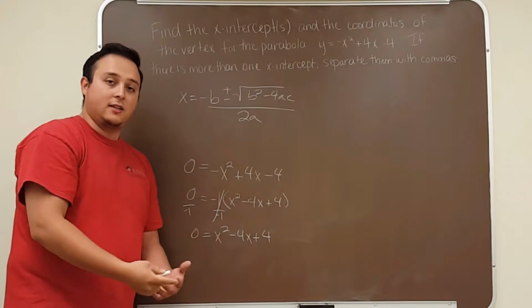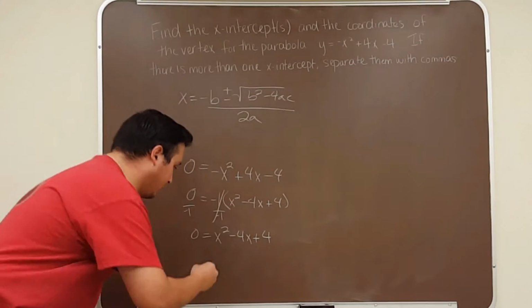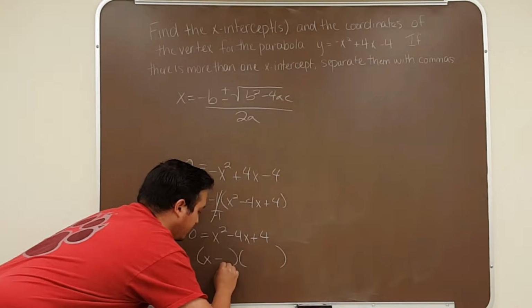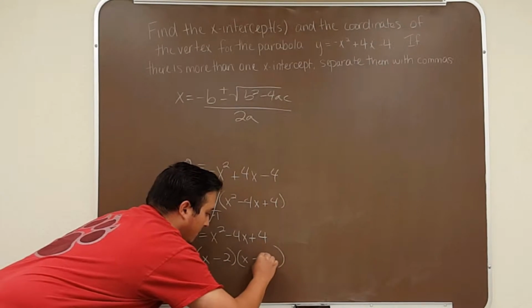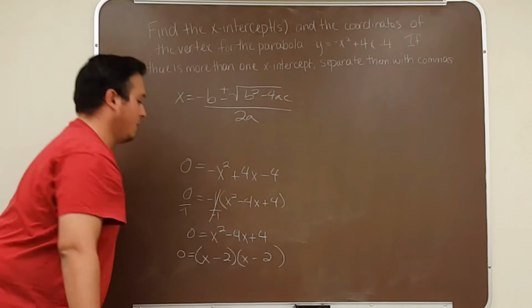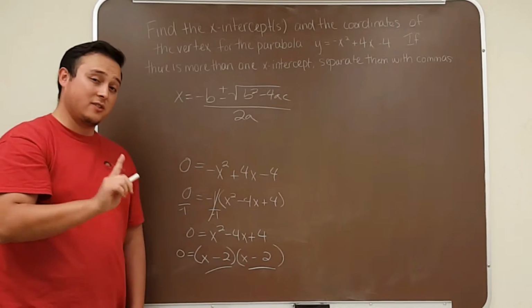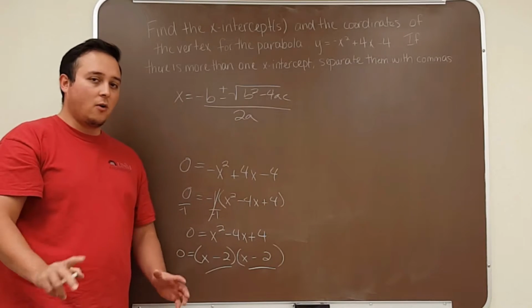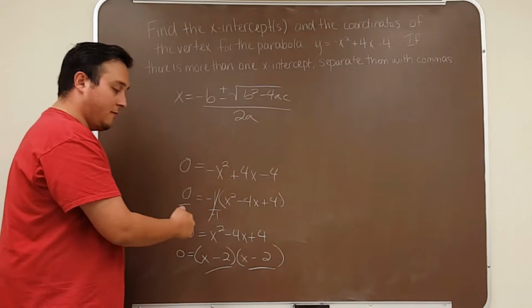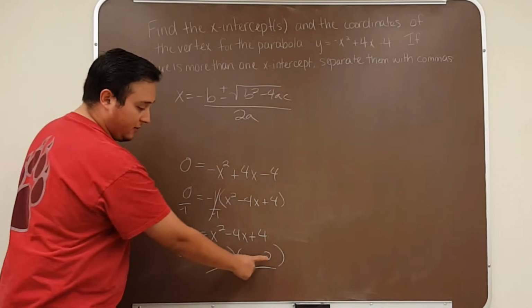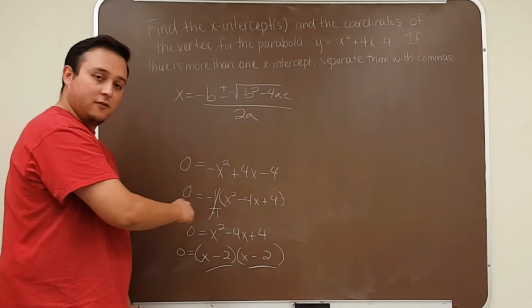Again, like I said, you can view another video to see how to factor, but I'm going to just factor this. And then I'm going to take each factor and set it equal to 0. Now notice that each factor is the same. This is not always going to be the case. Sometimes your factors will be different. But either way, take your factors and set each individual one equal to 0.